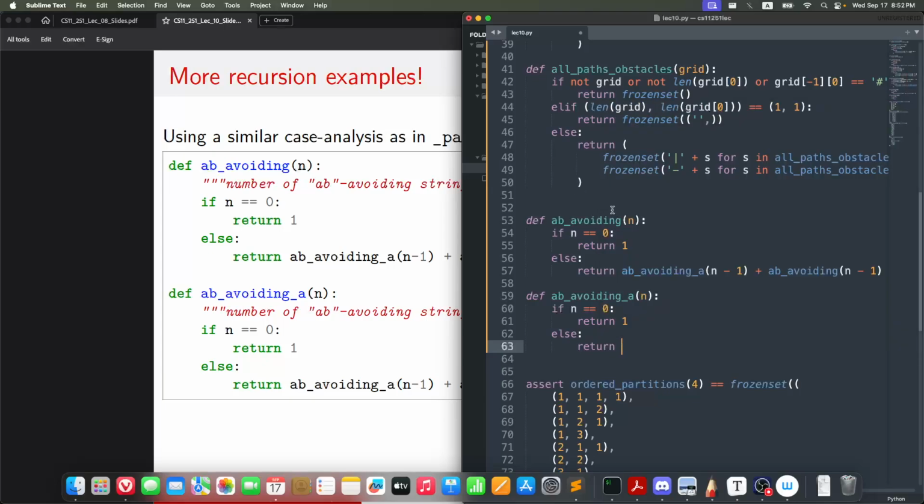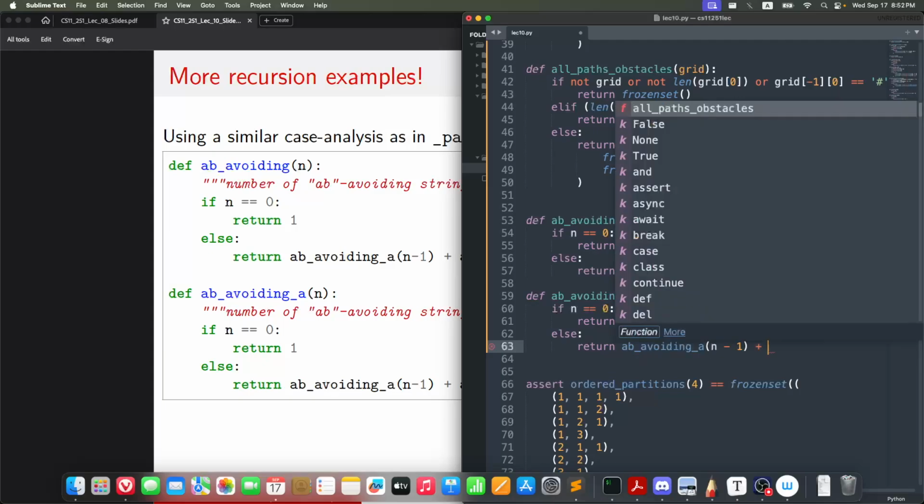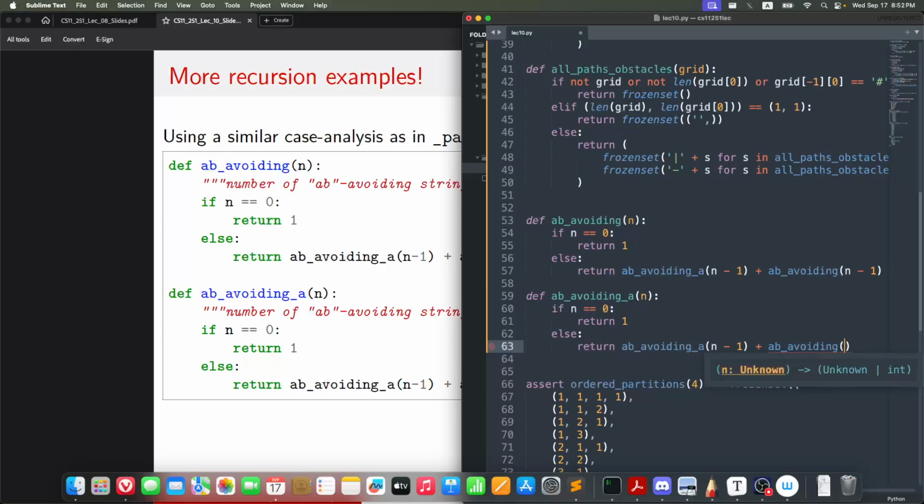Otherwise, we have two choices here. We cannot choose B because that will cause substring AB to appear in the string. So if we chose A as the first character, then we also cannot use B in the next one. So that's AB avoiding A. We chose A here as the first character. If we chose C as the first character, we go back to the case of AB avoiding n minus 1.